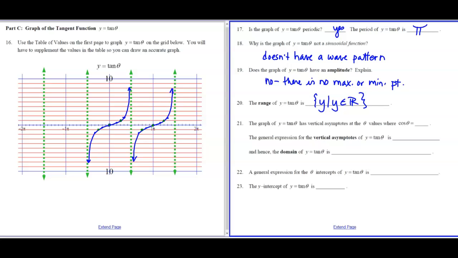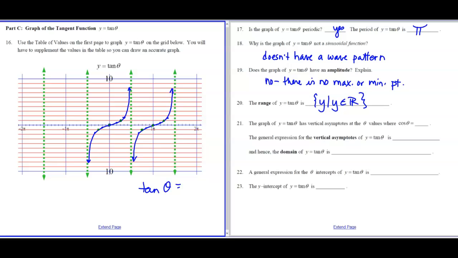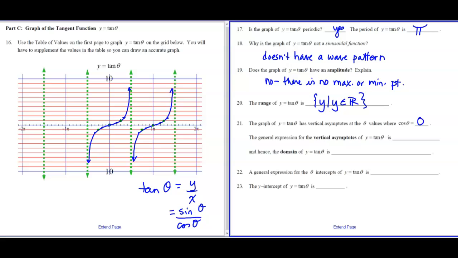The graph of y equals tan theta has vertical asymptotes at theta values where cos of theta is what? Remember, tan of theta is y over x. When we do that on our unit circle, our y value is sine and our x value is cos. So our asymptotes are where our cos values are 0, so where cos of theta equals 0. A little while ago, we found where cos of theta crossed the theta axis, the horizontal axis. That means that's when the value is 0.